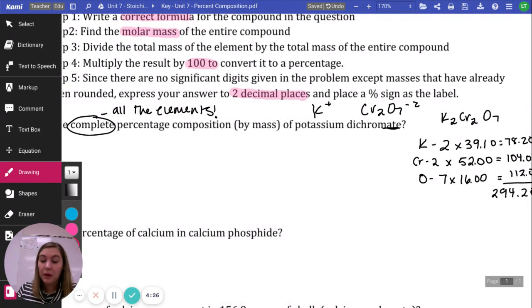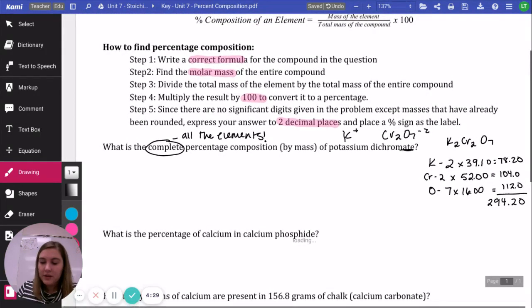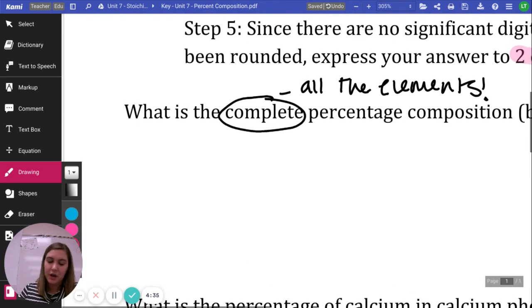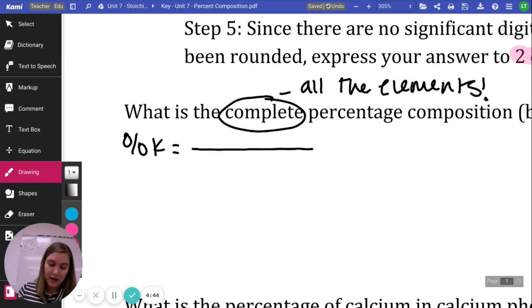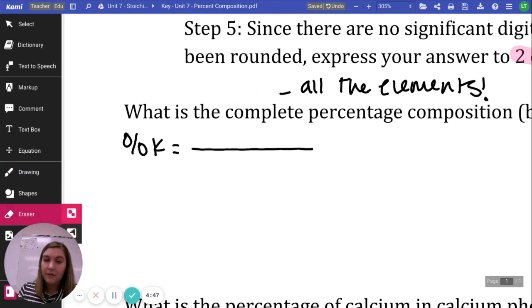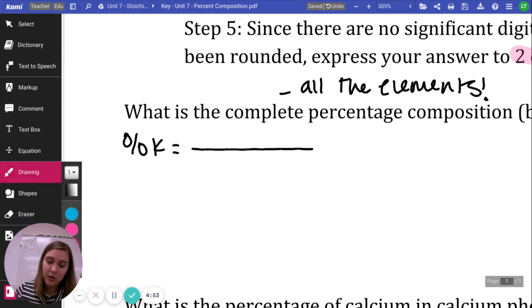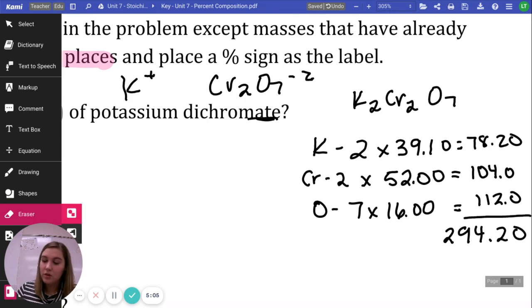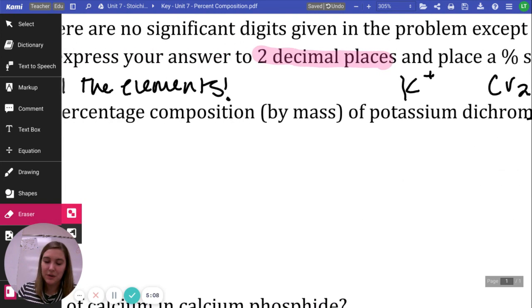Now we want to find the complete percentage by mass, so we are going to find the percentage of every single element. I'm going in order of my compound, starting with my percent potassium. First is the mass of my potassium. I have 2 potassiums, each with a mass of 39.10, so my total mass of potassium in this compound is 78.20. Again, we got that from right here: 2 potassiums, each with a mass of 39.10, gives us a total mass for our potassium of 78.2.